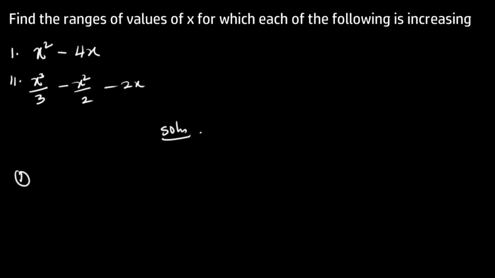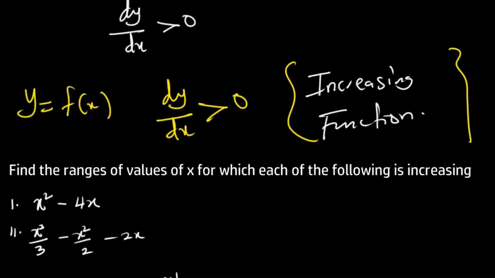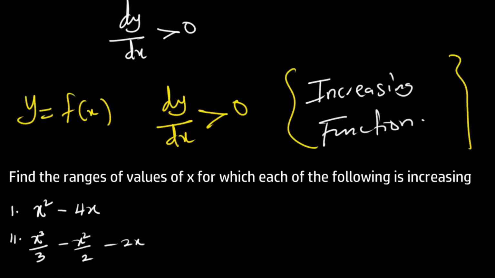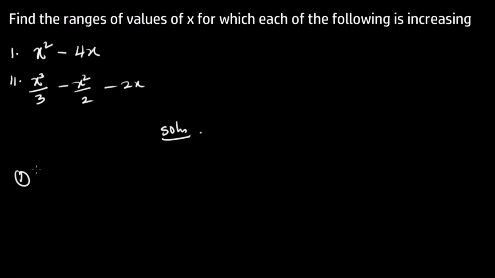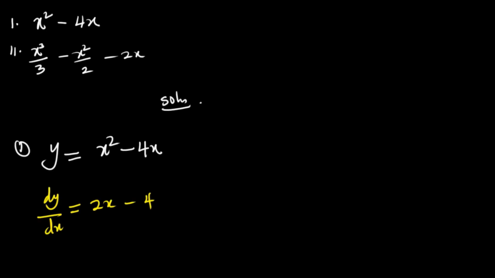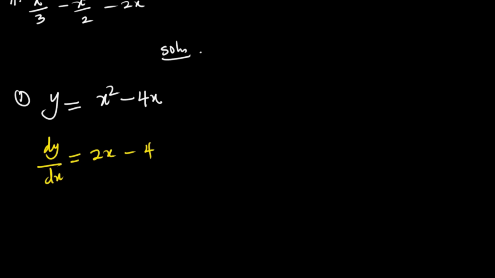So from our definition above, we have that for a function f of x to be increasing, dy over dx must be greater than 0. So the first task is to find dy over dx. If y equals x squared minus 4x, then by differentiation, I have dy over dx equal to 2x minus 4.